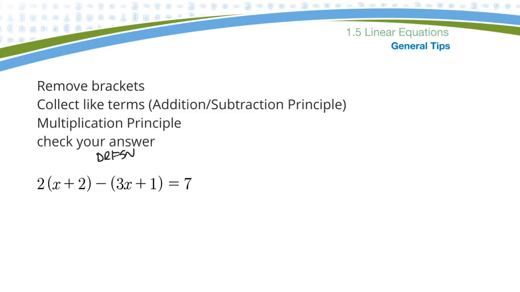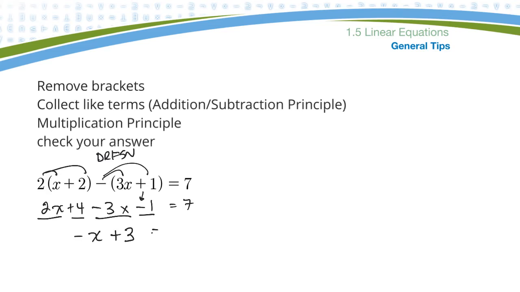Okay, so in this question here, we need to use the distributive property. So it'll be 2x plus 4. Use the distributive property here, so minus 3x minus 1 is equal to 7. That's the sign there that lots of students mess up on. Okay, collecting like terms, I have a 2x and a minus 3x, so that'd be a minus x. And then I have a plus 4 and a minus 1, that would be a plus 3, is equal to 7.